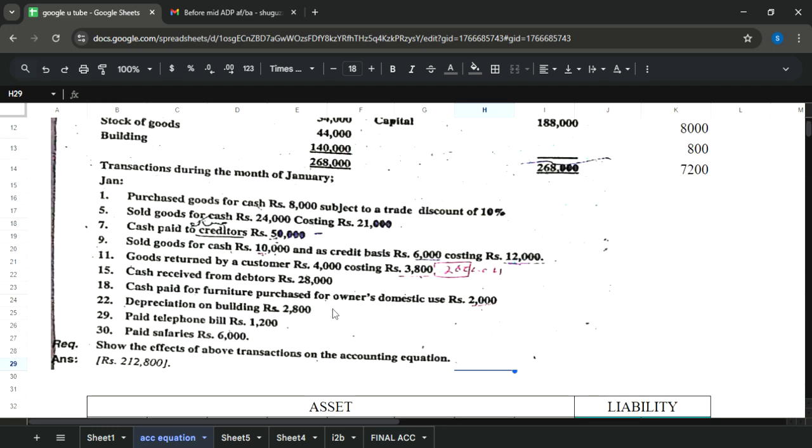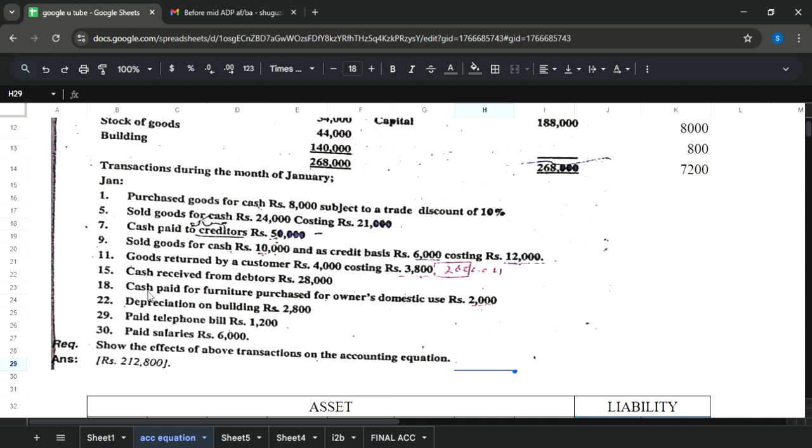After 15, we are now at 18. At 18, cash paid for furniture purchased for owner's domestic use. This is a very important line. Please underline it: owner's domestic or personal use. So you have paid cash for the owner's personal use. Owner's personal use is called drawing.